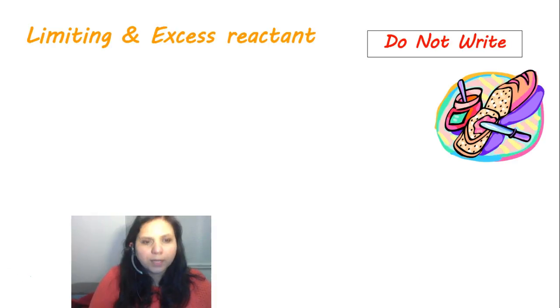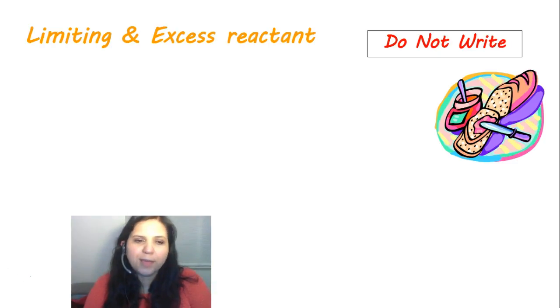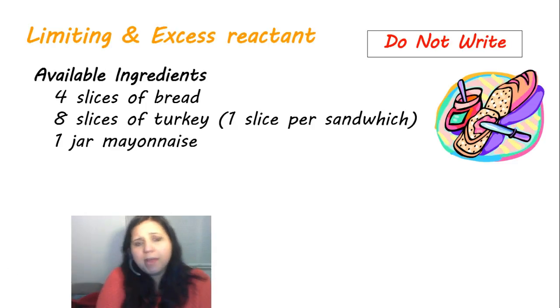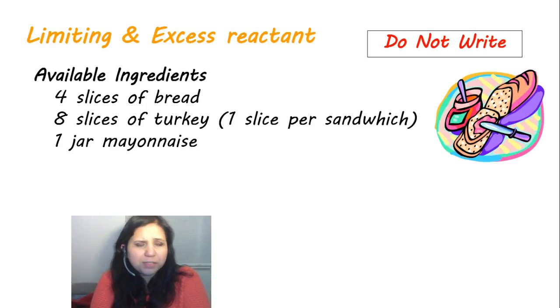Okay, so let's say I want to make some sandwiches. At home, I make a simple sandwich. I take 2 slices of bread, some mayonnaise, and 1 slice of turkey. I go to my fridge today, and here's what I have on hand. Now, with these available ingredients, based on the bread, with 2 slices per sandwich, I can only make 2 sandwiches. Based on the turkey, I could make 8 sandwiches. Based on the mayonnaise, I don't know, I could make 100 sandwiches.